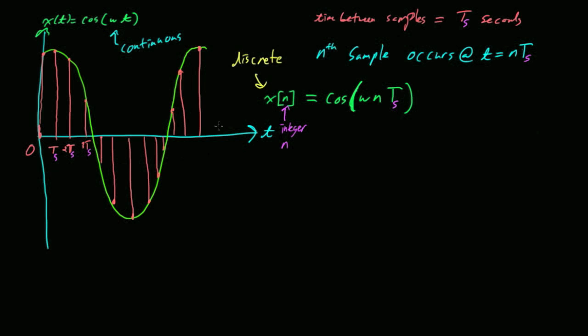All right, and then let me do one more little conversion here, and then we'll sort of poke around and see what we've gotten for ourselves. If one sample takes T sub s seconds, how many samples in 1 second?